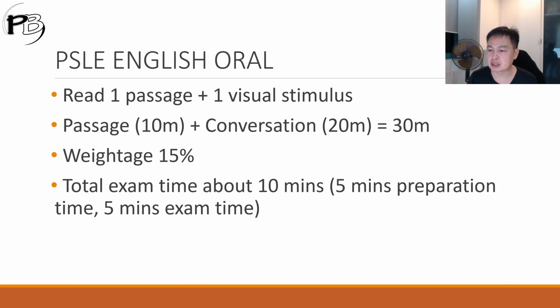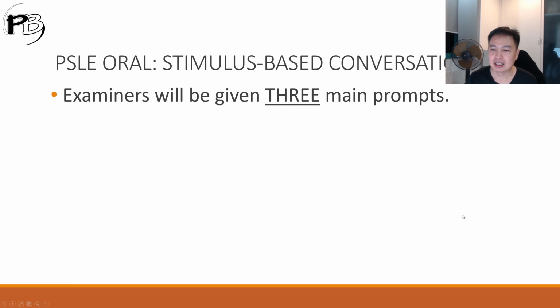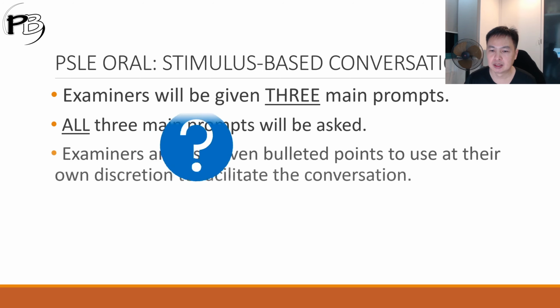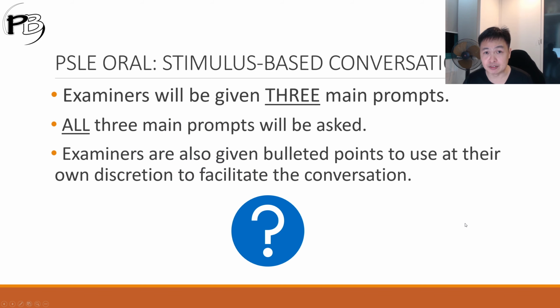So out of the 10 minutes, 5 minutes will be preparation time, and the other 5 minutes will be the actual exam time. Now take note that the exam time is very short, as well as the preparation time, so it will be over in the blink of an eye. And as for the format of the examination, the examiners will be given 3 main prompts, right? And then all the main prompts are expected to be asked. So be prepared to be asked at least, at the very minimum, 3 questions, all right? And then examiners are also given bulleted points that they can use at their own discretion to facilitate the conversation.